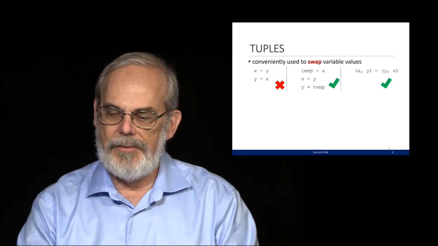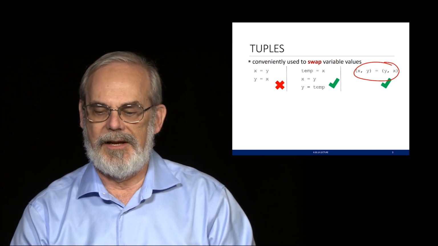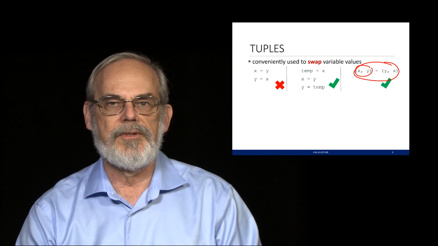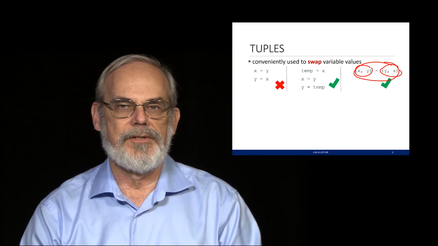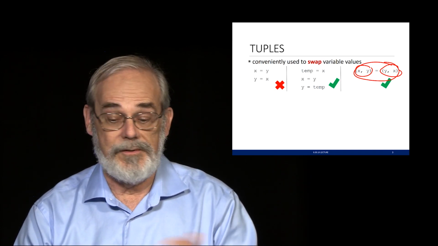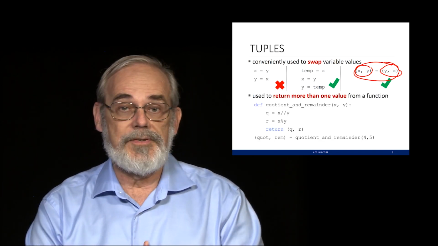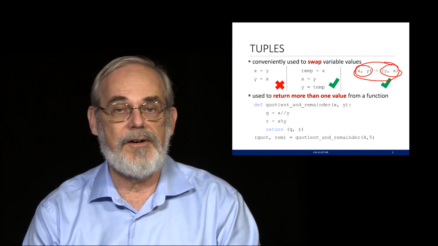But tuples do it directly. So this is a perfectly legal command in Python that says, create the tuple with bindings for x and y by simply taking the opposite versions in that tuple. And that gives me a nice way, for example, not only to swap variables, it also allows me to nicely return more than one value from a function.